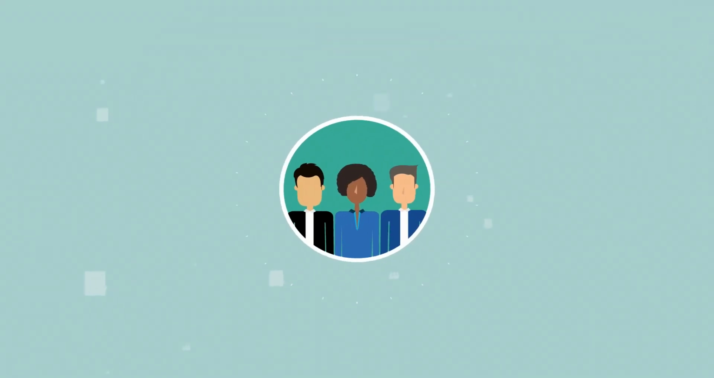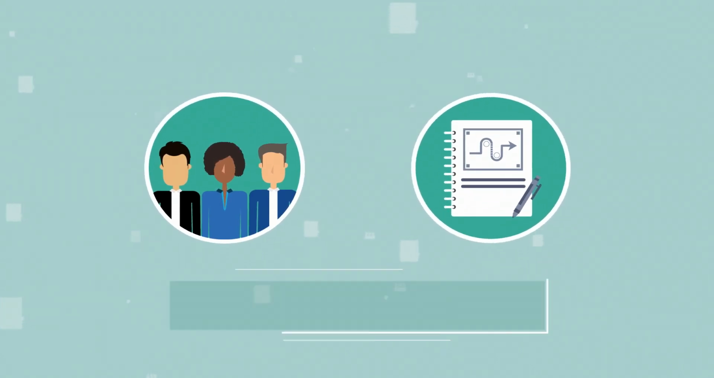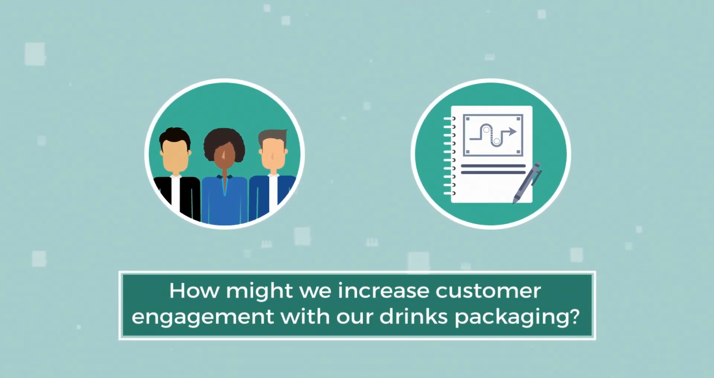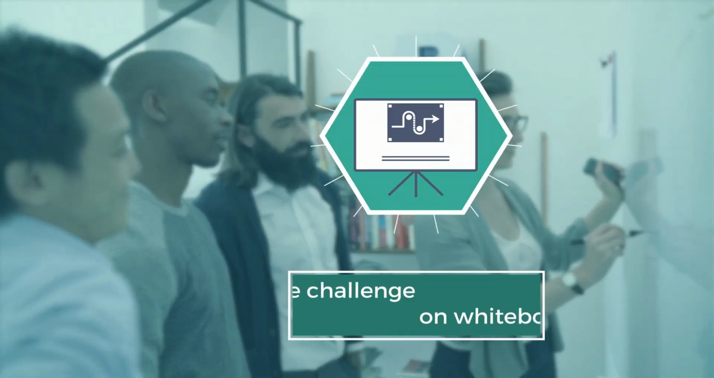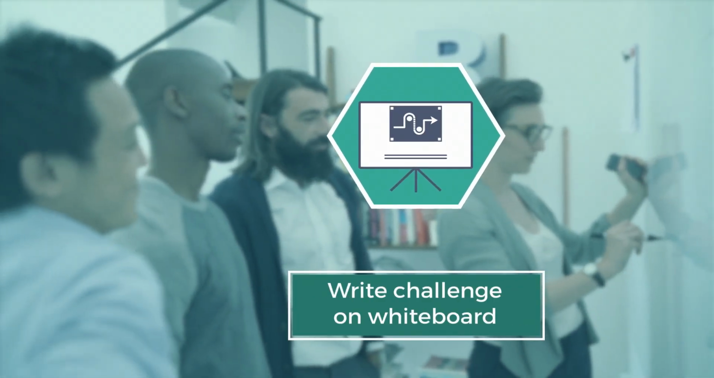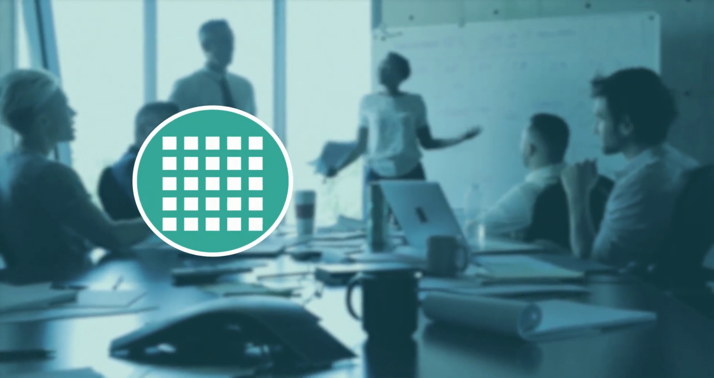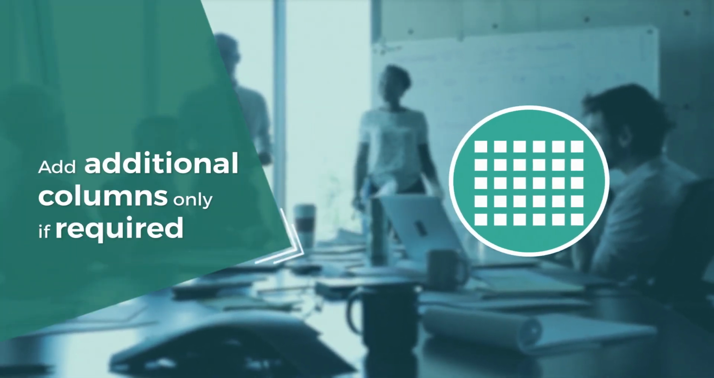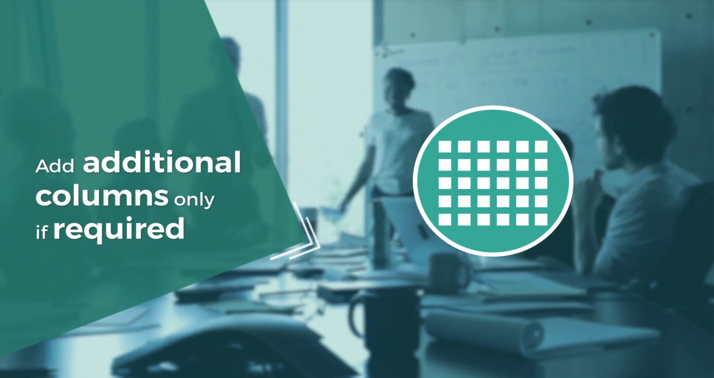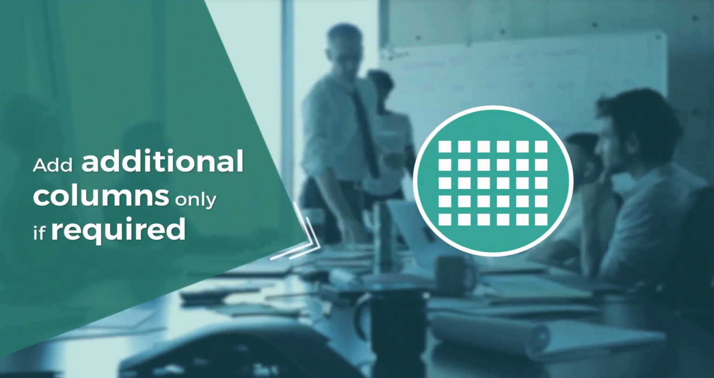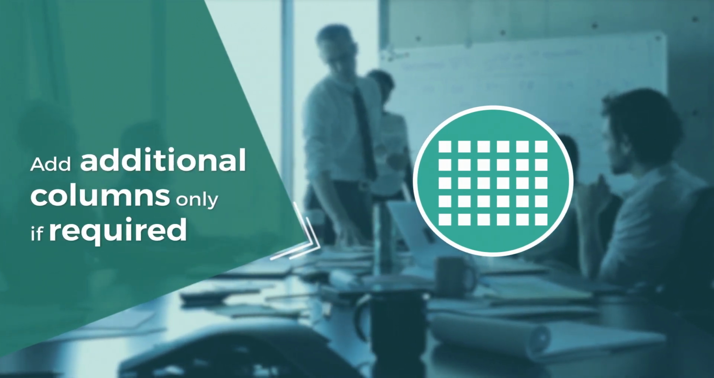Let's look at the process in action. A design team has a challenge statement that asks, how might we increase customer engagement with our drinks packaging? First, they write that challenge statement at the top of a whiteboard, and then create a large grid. 5 by 5 is usually about right, and once you've chosen the number, it's best to add additional columns only if required, since the point is to keep the challenge structured.